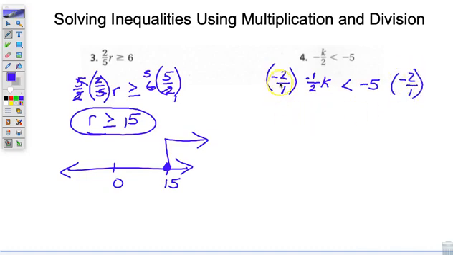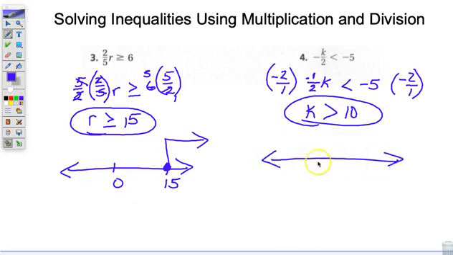Now in this example, we are multiplying by a negative number here. So when these all cancel out, we need to reverse this inequality sign. So we end up with k, instead of less than, it becomes greater than. Negative 5 times negative 2 is a positive 10. Then we're going to go ahead and graph, just like we always do. 0 is here, positive 10. Because it's a greater than symbol, it's an open circle. K is greater than 10, so those numbers lie to the right of 10.